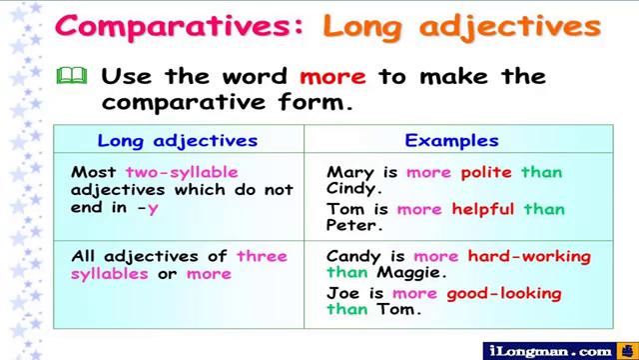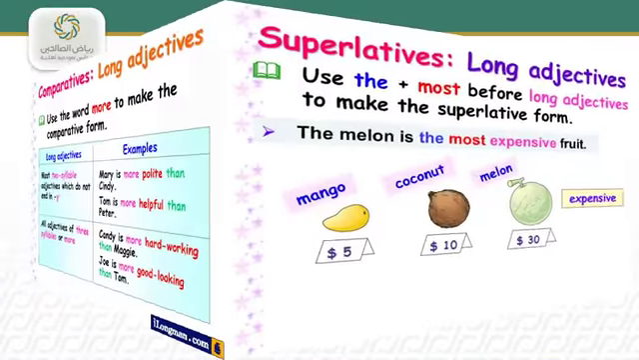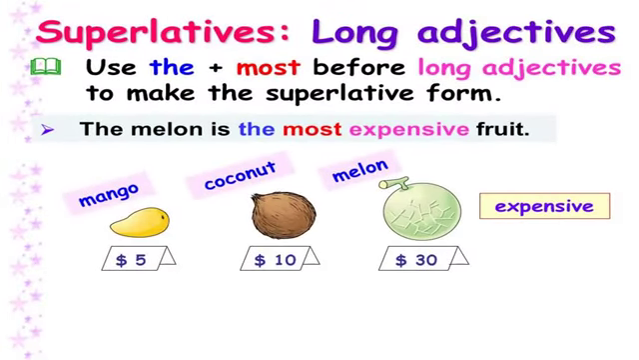Example: Mary is more polite than Cindy. Tom is more helpful than Peter. Candy is more hardworking than Maggie. Joe is more good-looking than Tom. All these adjectives are two-syllable or three-syllable adjectives or more.